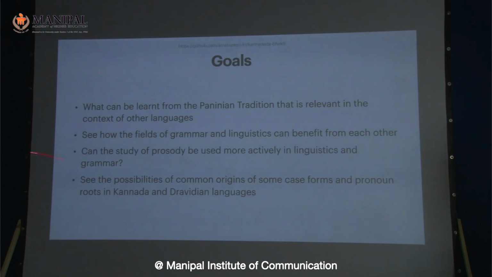But there are some points that you can borrow which will inform the study of grammar and linguistics. The last goal is how all this can help in unifying at least some aspects of the case forms in Kannada and to some extent in other Dravidian languages, Tulu, Tamil, Telugu, even Malayalam. And not just the case forms, but how that will impact the search for the roots of the pronouns, including the first person, second person, third person pronouns in Kannada. So that is the goal of the presentation.